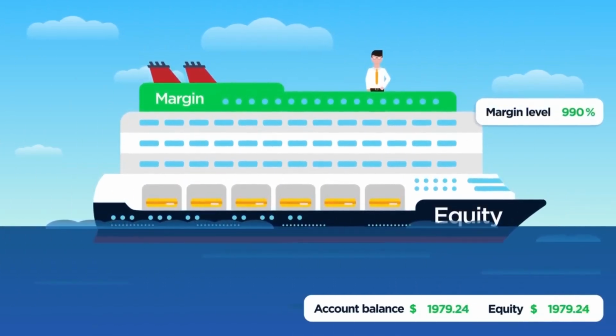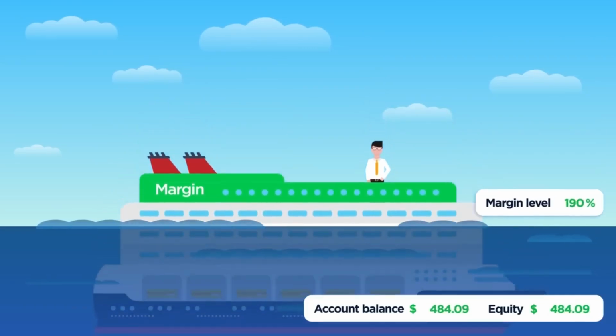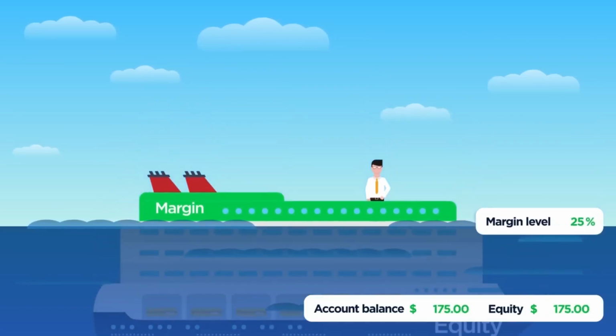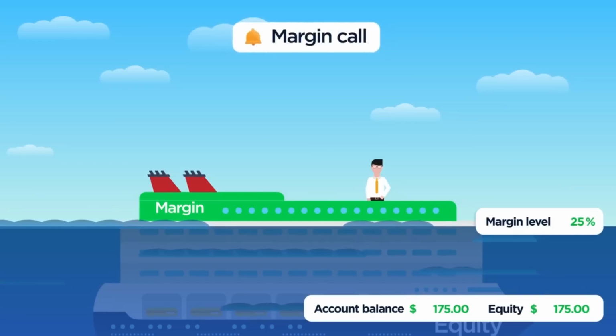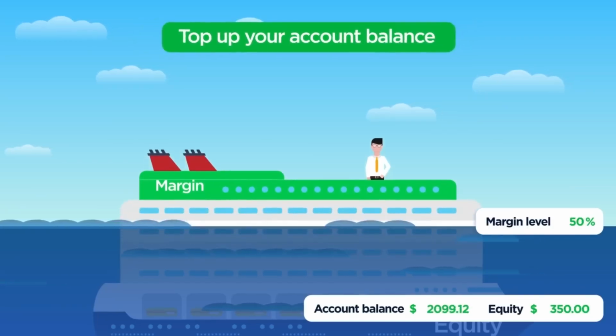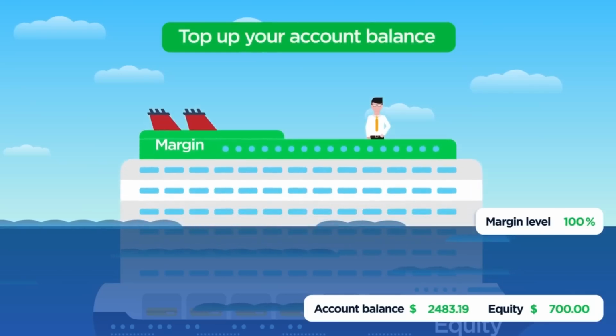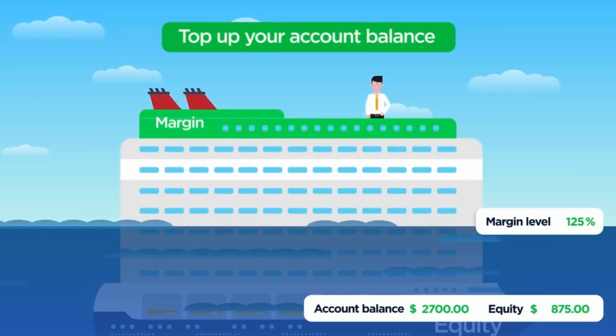In this case, you'll be able to maintain the order open if the market temporarily goes against your prediction. You'll be able to wait for the market trend to alter and avoid closing a losing trade. You approach the danger zone if your margin level goes below 100%. The margin call is triggered when your margin level hits 25%, just before your account balance drops below the point where it is unable to cover your potential loss.